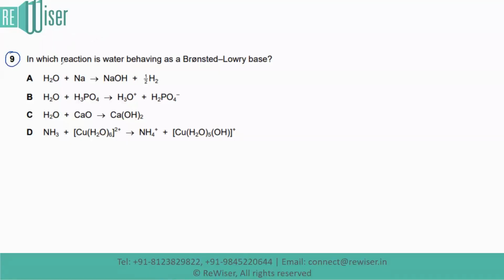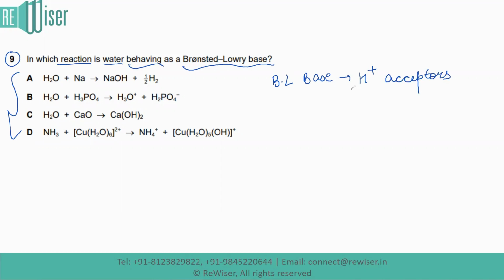Question number 9 states: in which reaction is water behaving as a Bronsted Lowry base? And these are the 4 options. First, let's talk about Bronsted Lowry base. These are the species which are basically proton acceptors. The species which are proton acceptors are Bronsted Lowry bases. Now let's look at option number B.